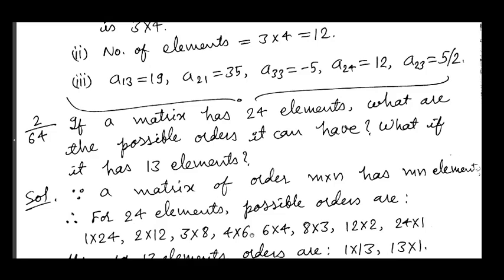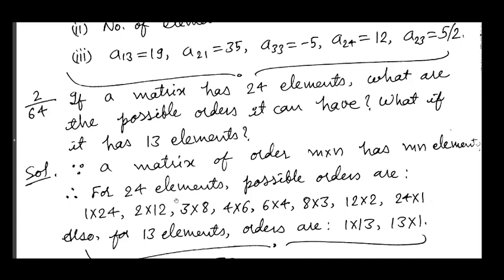You can just reverse all of them. After 6 into 4 it will be reverse of 3 into 8, that is 8 into 3, then it is reverse of 2 into 12, and then it is reverse of 1 into 24. So these are the possible orders for 24 elements. If there are 13 elements, you know 13 is a prime number, therefore there will be only two possible orders, 1 cross 13 and 13 cross 1.